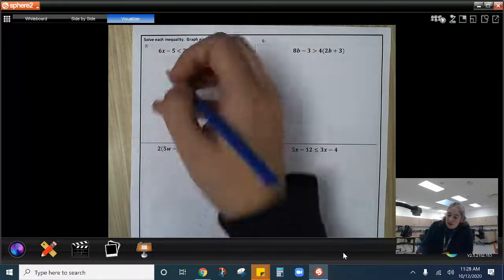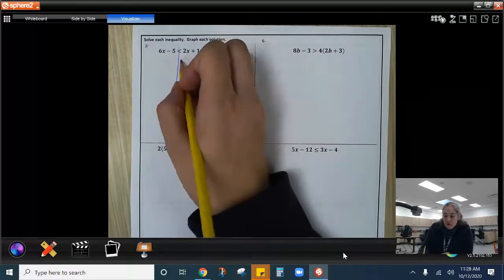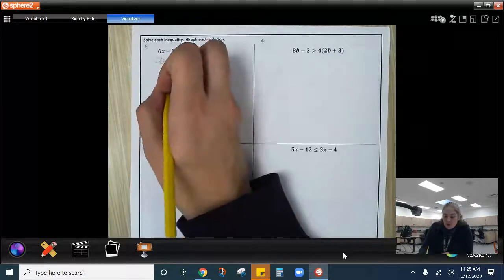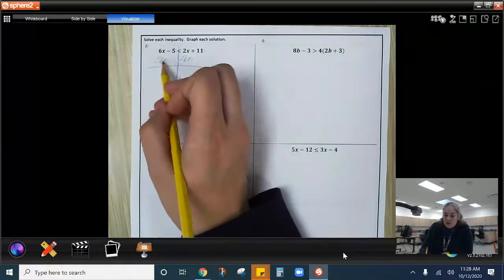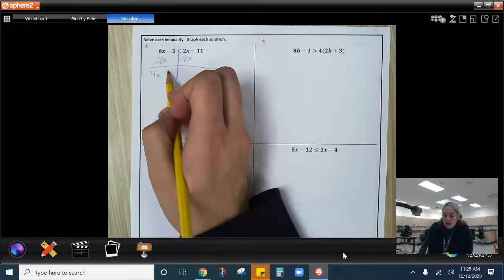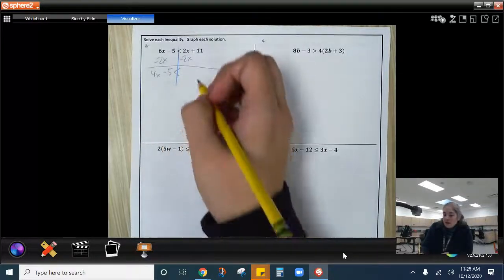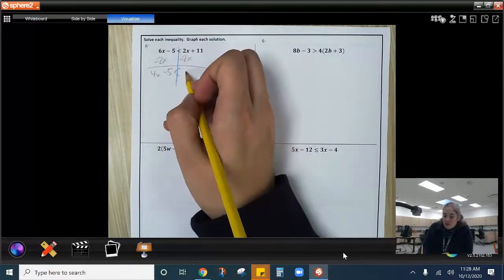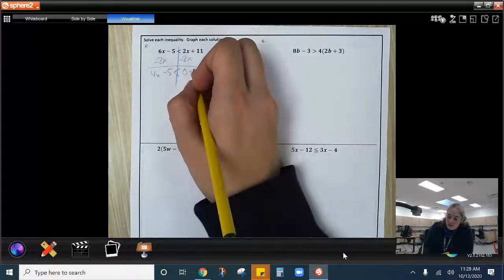So let's take a look. In order to move the 2x, this is a positive, so I need to subtract 2x on both sides. My 6x and 2x are alike. 6x minus 2x gets us 4x, and I just keep my -5 attached. I leave my inequality symbol. I haven't done anything to it. And on this side, we've got 0 plus 11. So that's just going to be 11.